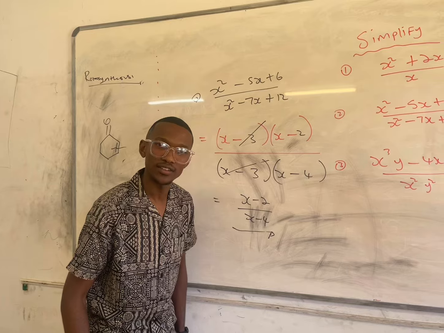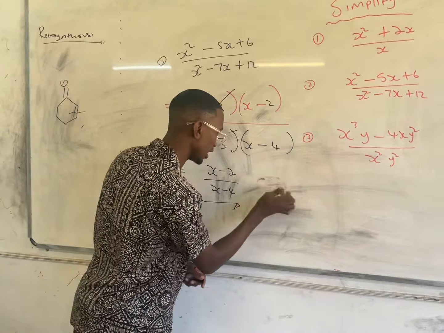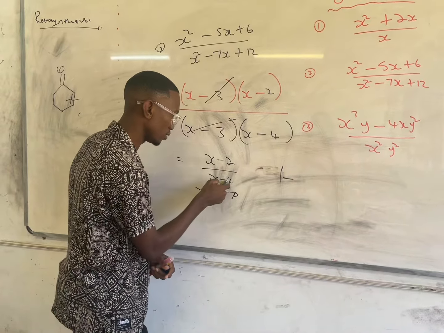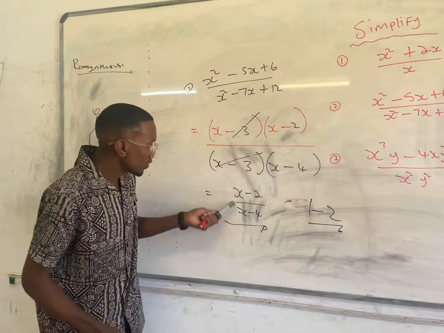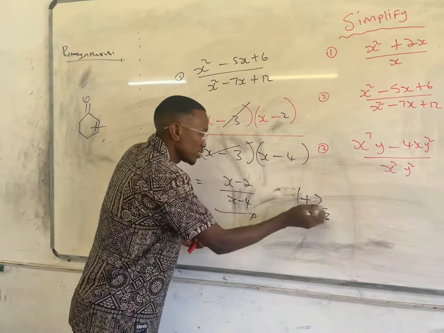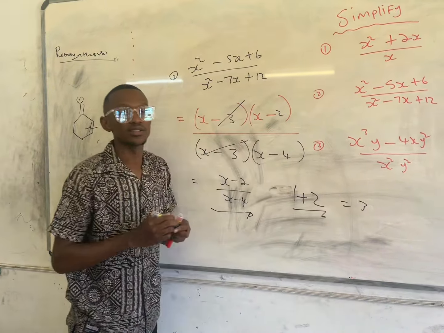Don't bury yourself alive, please. X divided by x gives 1. Negative divided by negative is positive.